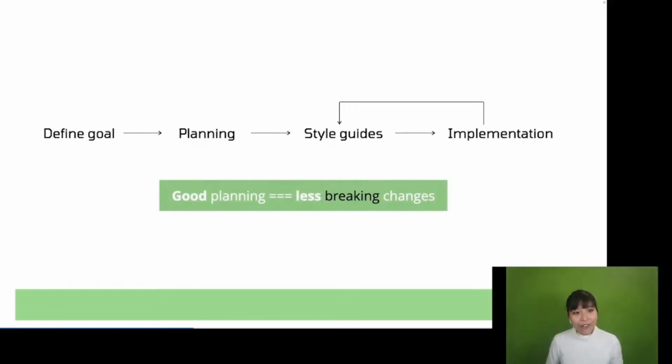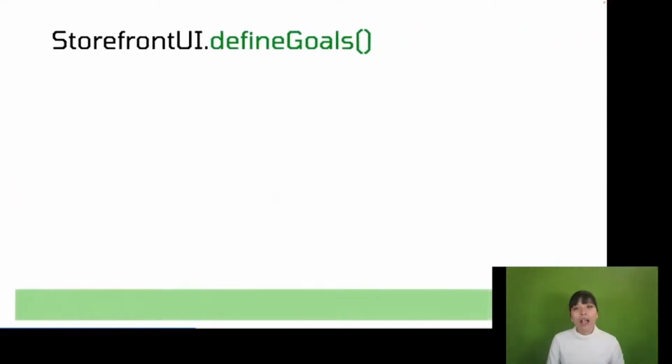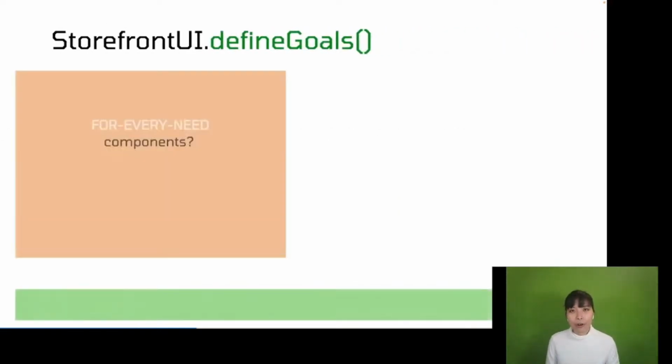In general, good planning will help to reduce the amount of breaking changes. Well, breaking changes are unavoidable. Even for the best framework library, we still have some breaking changes, but the less frequent the breaking changes, the better the component library is in the user's eyes. So how do we define the goals in Storefront UI?